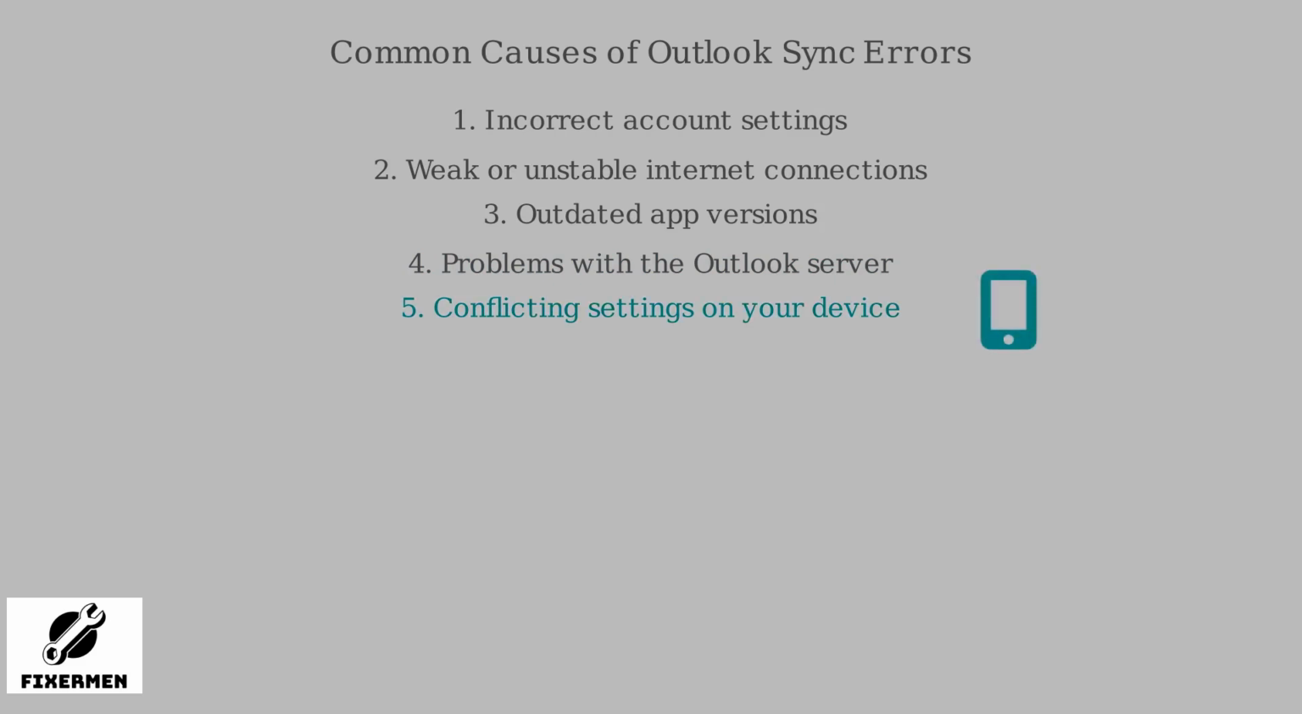Conflicting settings on your device, like battery optimization on Android or background app refresh limits on iPhone, can stop Outlook from syncing in the background. We will cover how to identify and fix each of these causes in the following sections.